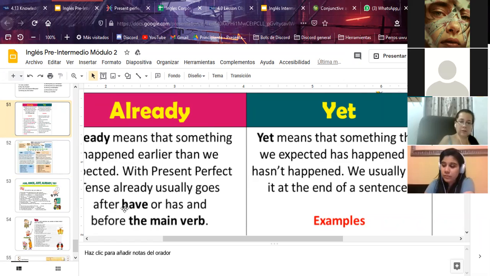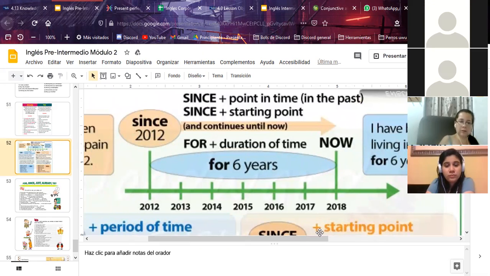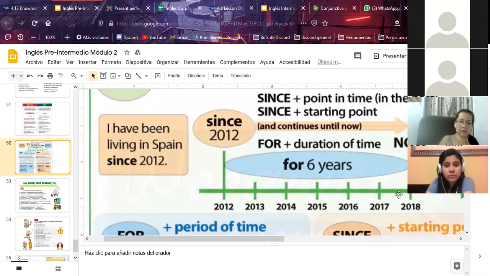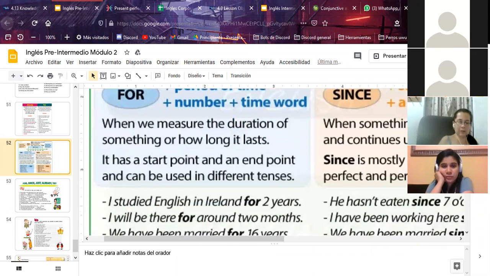Okay, the next one is also very, very common with this tense. This is going to be since and for. Okay. So for, we're going to use that with a period of time. So we can say for 5 years, for example. And we're going to use for when we measure the duration of something or how long it lasts. So it's a period of time. It has a start point and an end point.